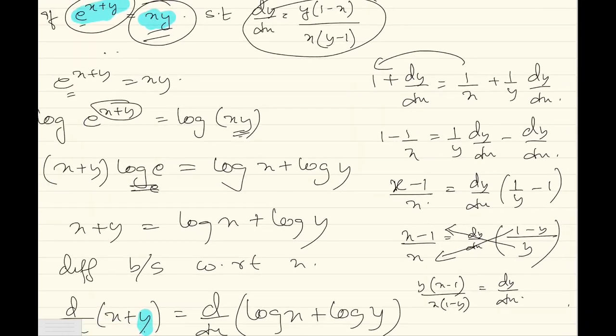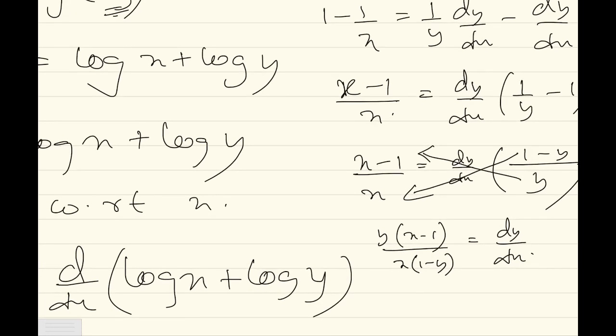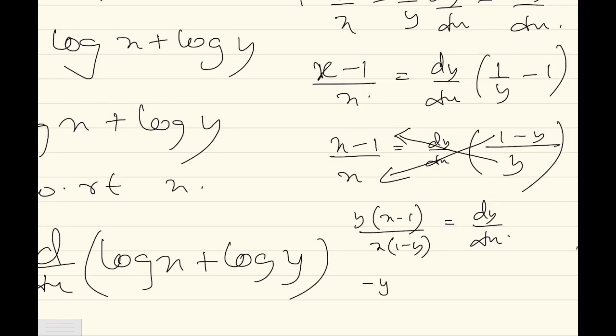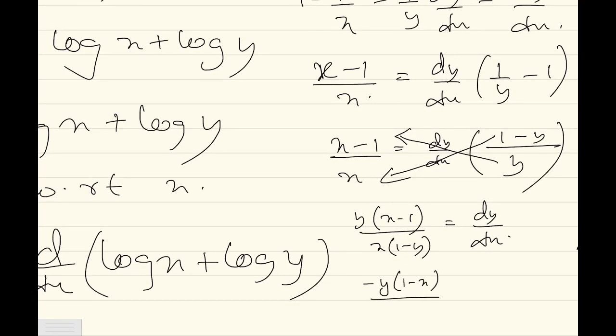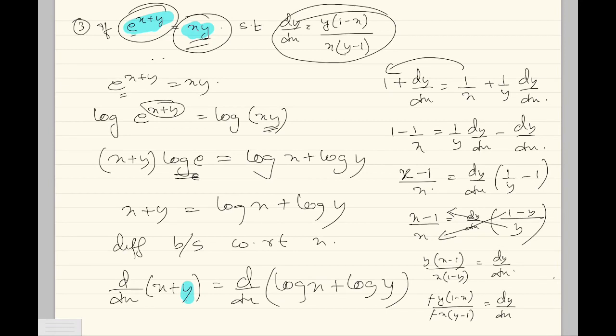Check this out. Just the opposite, like in the previous case, it's x minus 1. So take minus common, y(1 minus x), and minus common x(y minus 1) equals dy by dx, and they cancel. So that's it. So whichever is easier. I feel using logarithm will be much easier than without using logarithm. So did you understand? So this is how we solve some implicit sums.